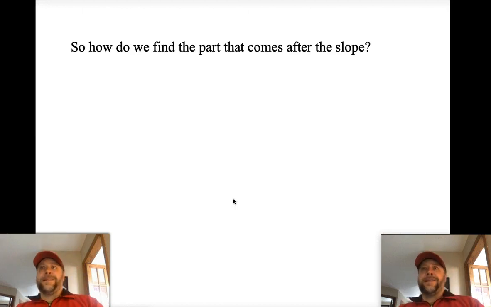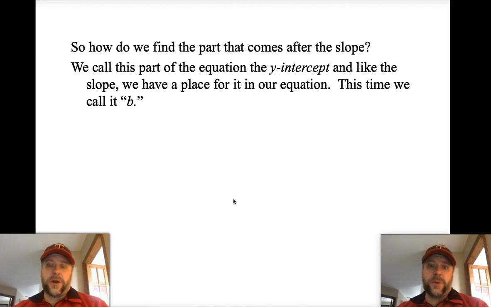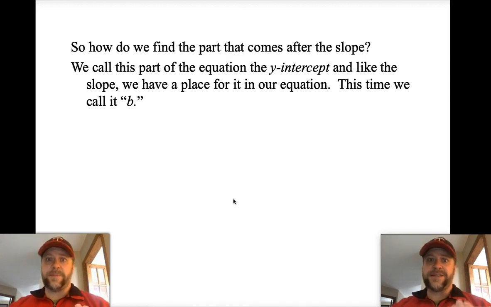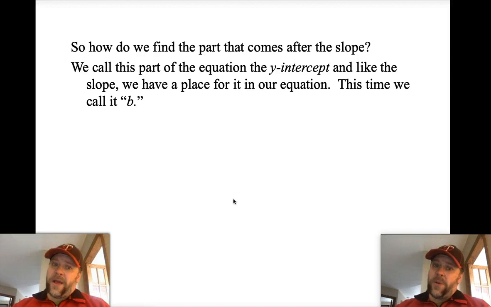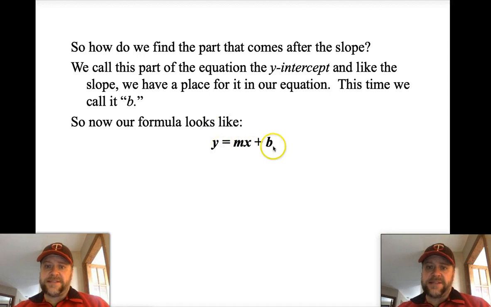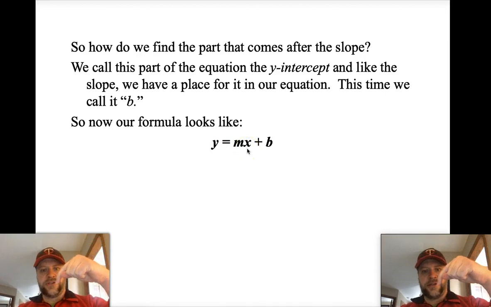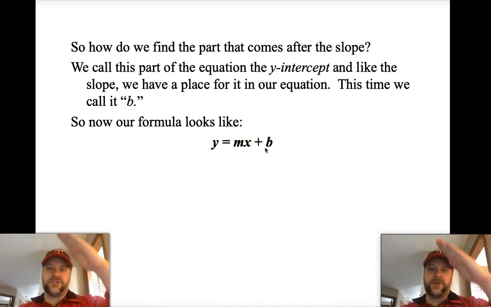So how do we find this part? How do we identify what it is? Well, it's actually pretty easy because we call this part of the equation the y-intercept. It intersects with the y line. Well, like with slope, I have to give it a spot in my equation, and I'm going to call it, in this case, b. So now I have a formula that actually looks like this. I have y equals mx plus b. So I have y, that's my output. I have m, that's my slope. I have x, that's the number I'm going to put into the equation. And I have b, that's the y-intercept. That's how high or low it's going to be on the graph.